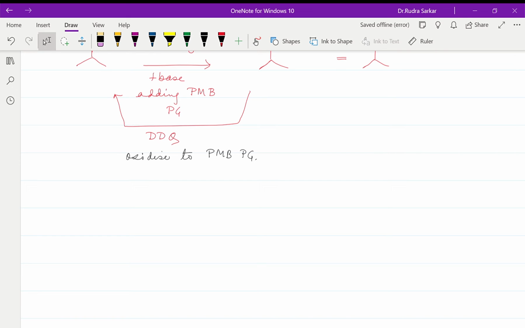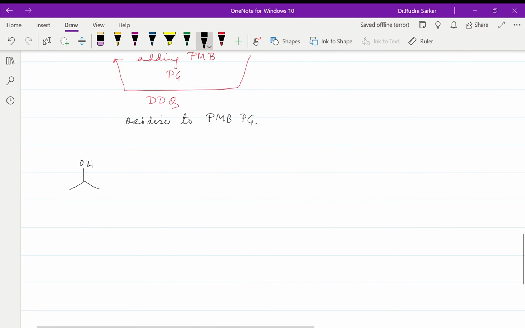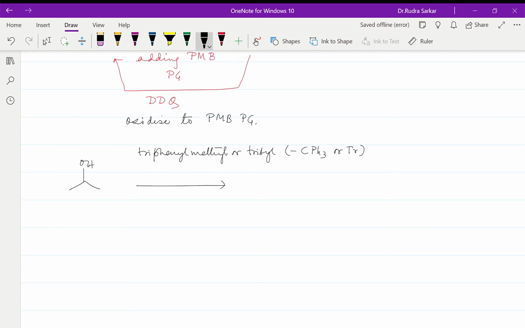Another way of protecting an alcohol will be by using triphenylmethyl, also known as trityl, that is basically CPh3 or also abbreviated as Tr, and this can be cleaved with the use of an acid because the trityl carbocation is highly stable via resonance.